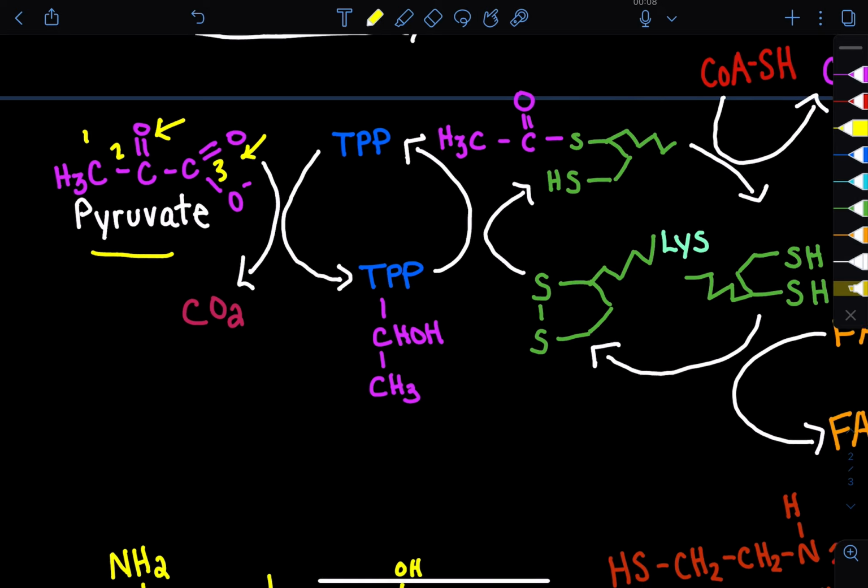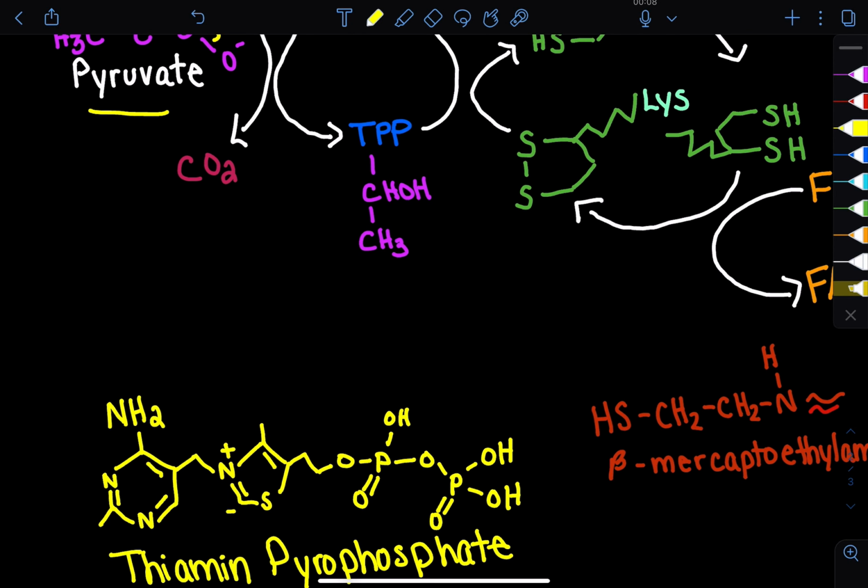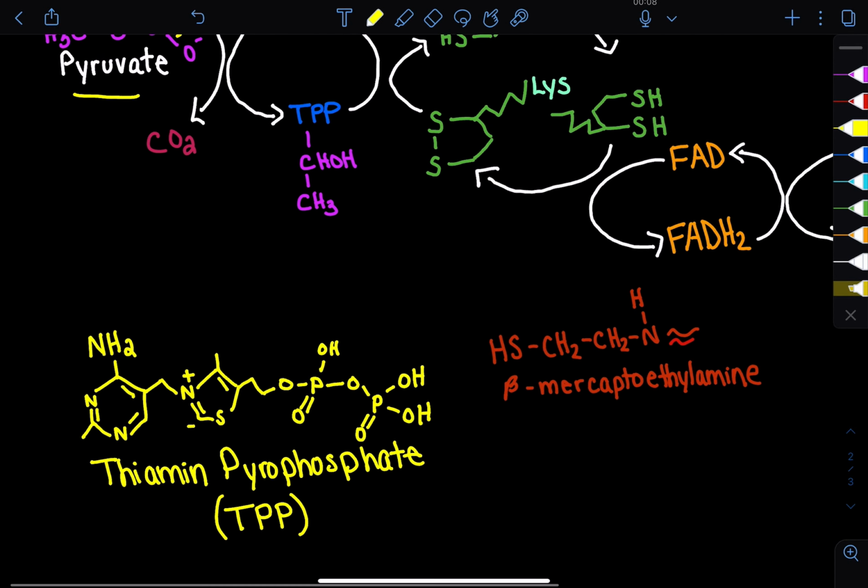Now in the first step, what happens is that we have TPP. This over here represents the entire structure of TPP, and as we can see, TPP is a very large molecule. But what part of TPP are we specifically interested in? We're interested in this negative charge right over here. That negative charge is on a carbon, so that carbon is able to form a stable carbanion.